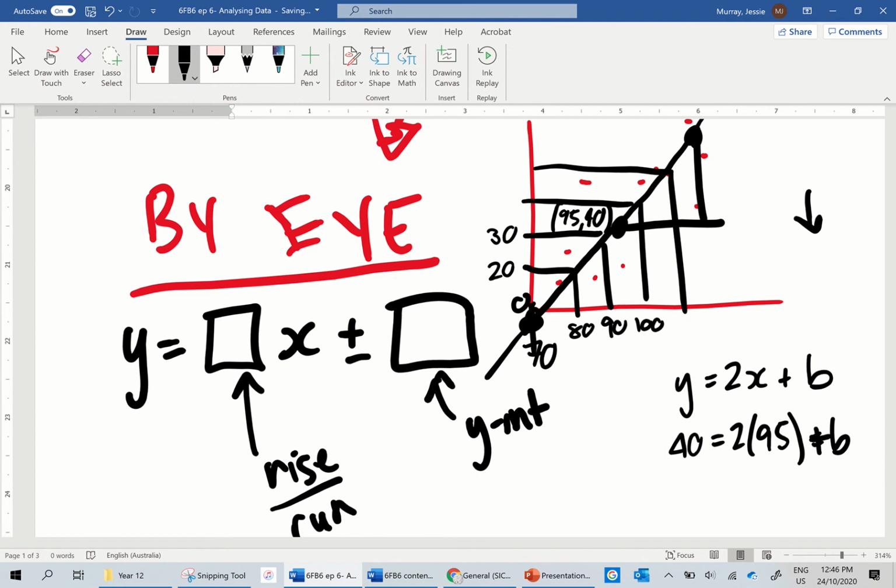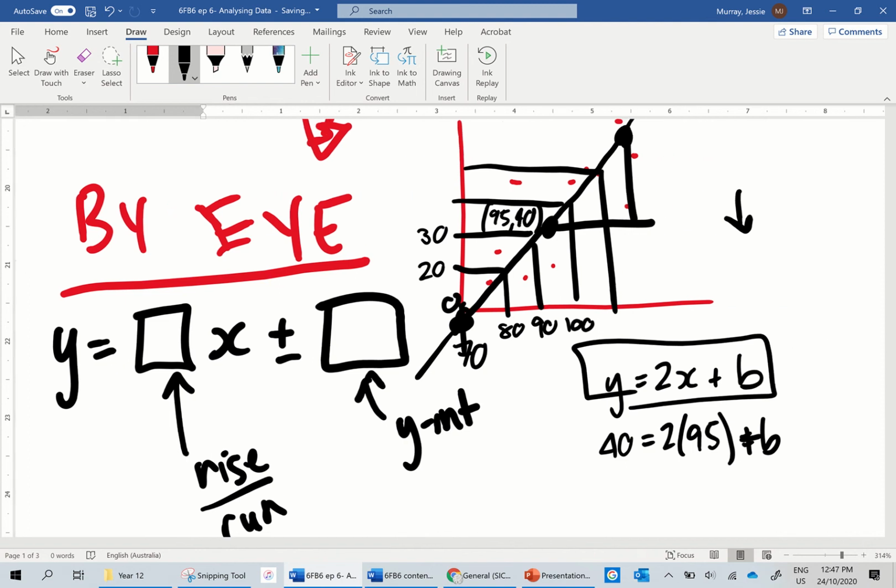So 2 ways to find your y-intercept. Method number 1, if it passes through the y-axis where x is 0, read the number and put it in. If it doesn't pass through the y-axis where x is 0, you need to pick a point and sub it into the equation with your gradient in it. You need to know your gradient first.